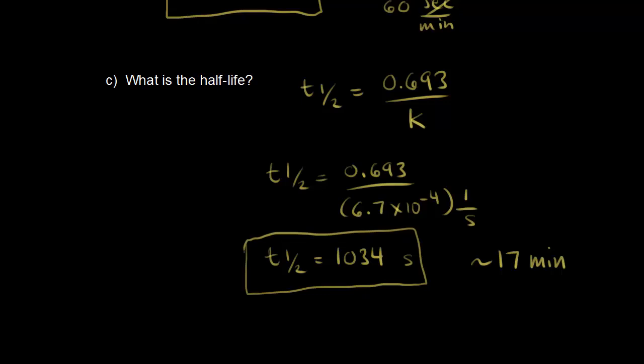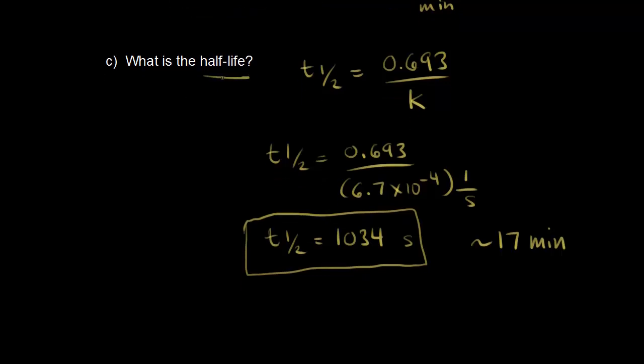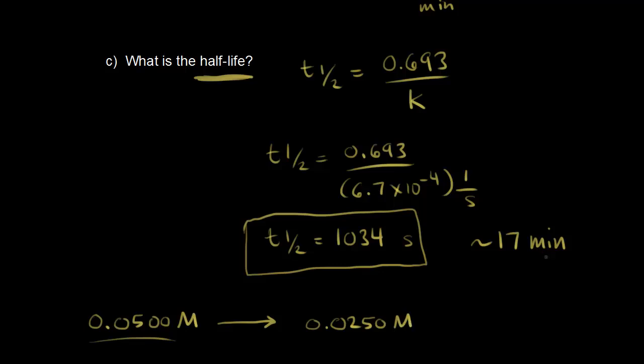And remember from the previous video what the half-life refers to. Remember we started with a concentration of 0.05 molar. That was our initial concentration. The half-life is how long it takes for us to get half of our initial concentration. So how long does it take to go from 0.05 molar to half that, which is 0.025 molar? That's the half-life. It takes 17 minutes for our concentration of cyclopropane to go from 0.05 molar to 0.025 molar.